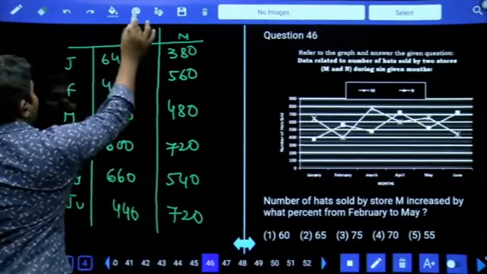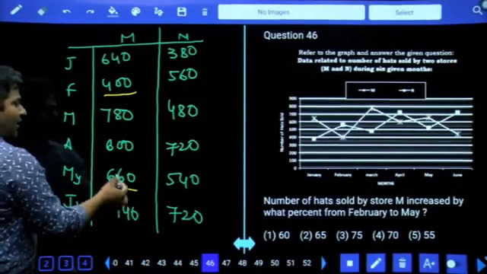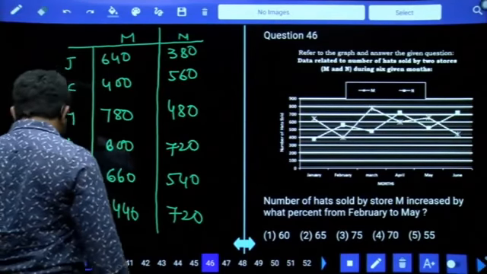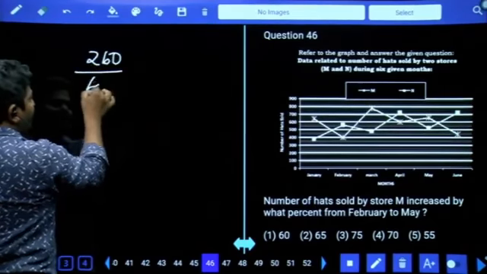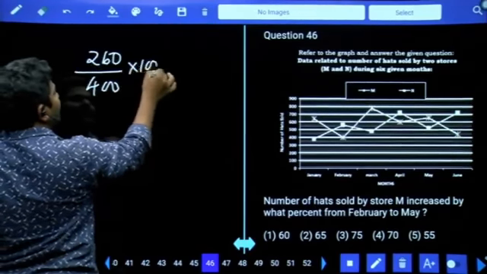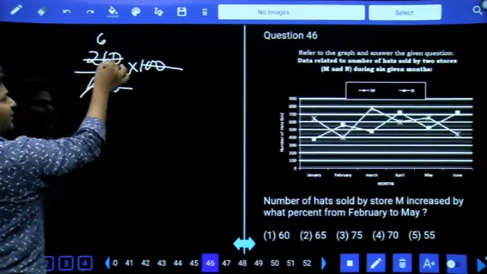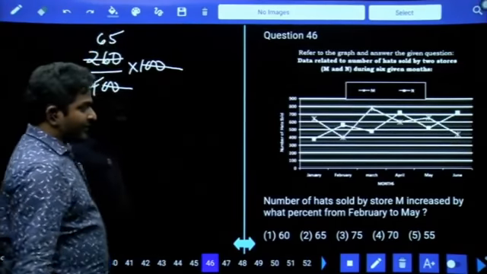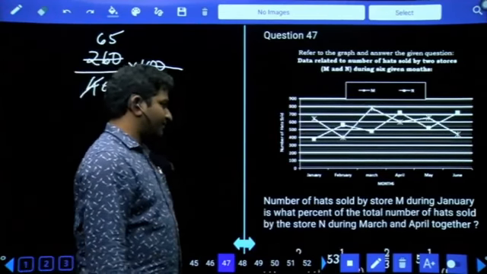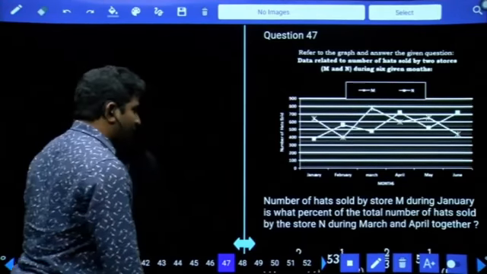M, February to May. 400 becomes 660, increased by 260. 260 increase from 400, percentage into 100. Two zeros cancel. 260, 6 times 24. 20 here. 20 by 4 is 5. 65 percentage, second option.